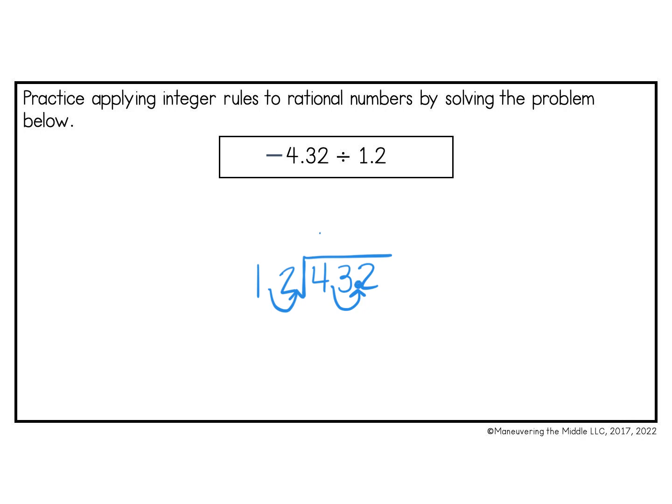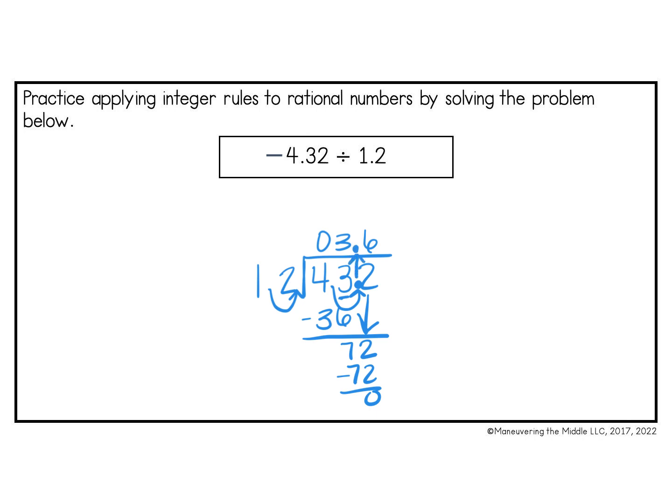12 goes into 4 0 times. 12 goes into 43 3 times, which is 36. 43 minus 36 is 7. Bring back down my next digit, which is 2. 12 goes into 72 6 times. 6 times 12 is 72. And then I'm going to bring my decimal straight up.